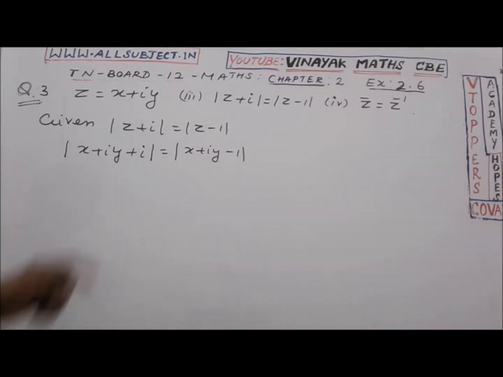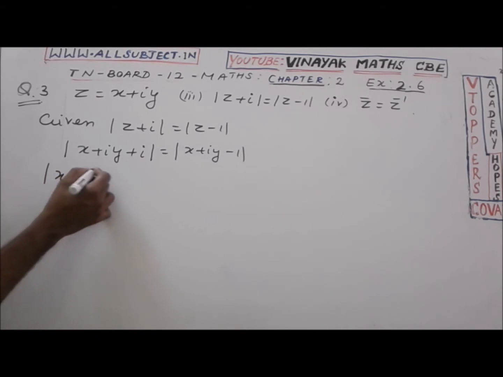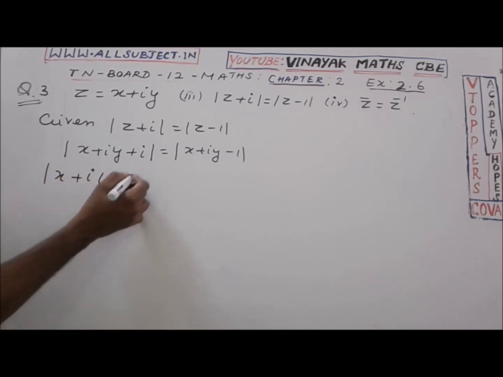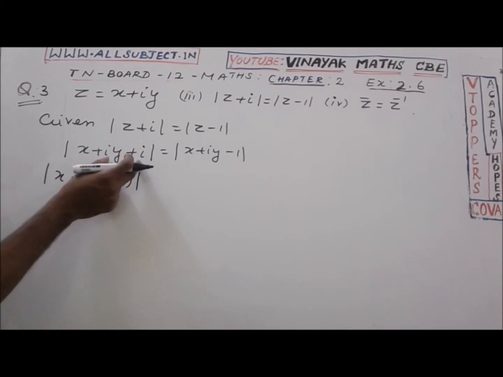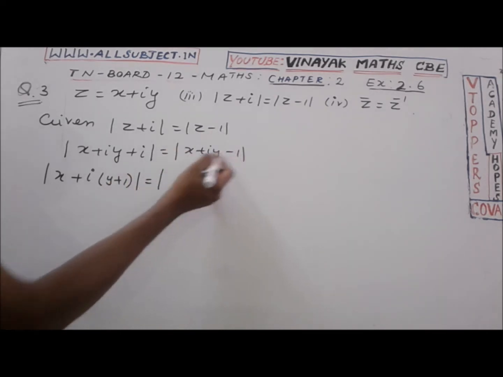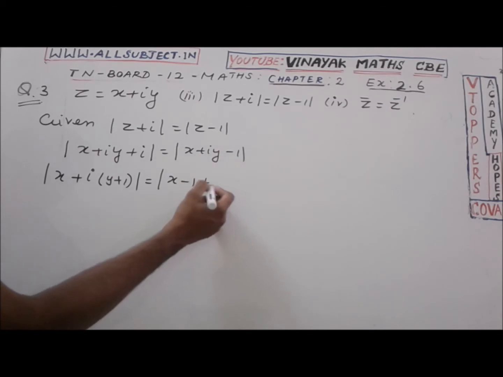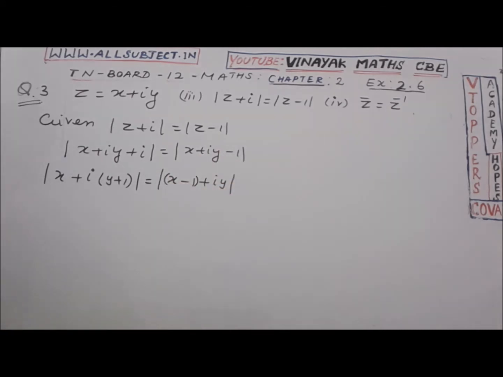Here, grouping real and imaginary parts: x plus i into (y plus 1). x is real, these two terms are imaginary. So adding these two, taking i as common, y plus 1 is the imaginary part. Here x minus 1 is real and the term containing i is imaginary, plus iy. Now this is the real part, here the imaginary part. So we have written it in rectangular form.